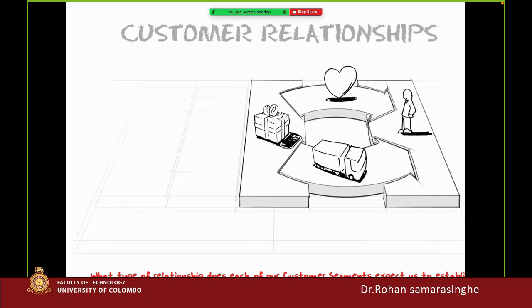Next one is customer relationships. Customer relationship is very important. So what is this customer relationship? After sales service is one of the good channels for that. What type of relationships does each of my customer segments expect us to establish and maintain with them?